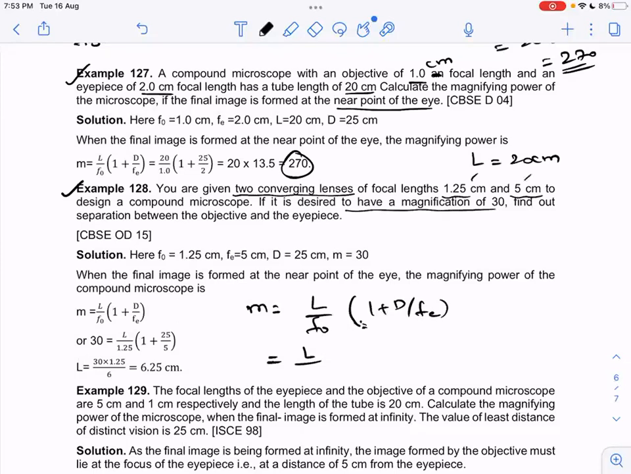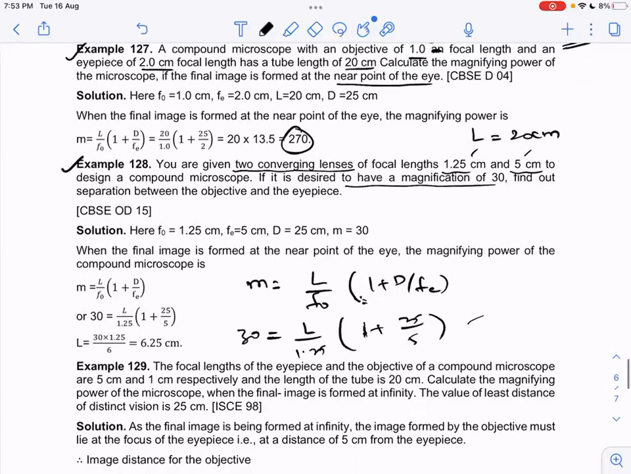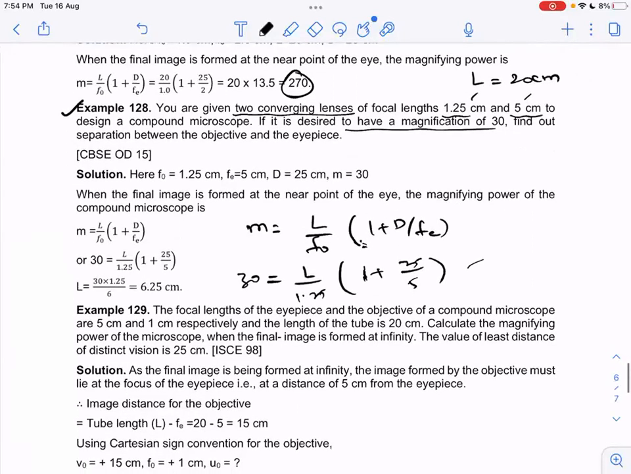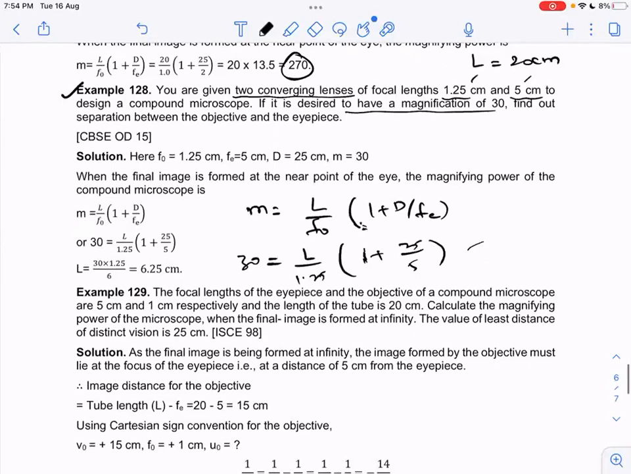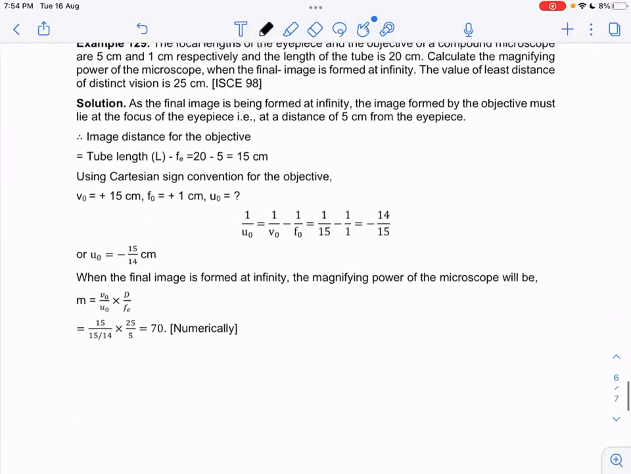So 1.25 and 5, which one has the shorter focal length, objective or eyepiece? Objective. So it is L divided by 1.25 into 1 plus D by Fe. How much is D? 25. 25 divided by Fe, which is 5, and magnification expected is 30. Will you be able to calculate this? 1.25 is 5 by 4. So with the help of it, calculate the value of L. I hope you are able to understand, right? Yes, sir. Good.